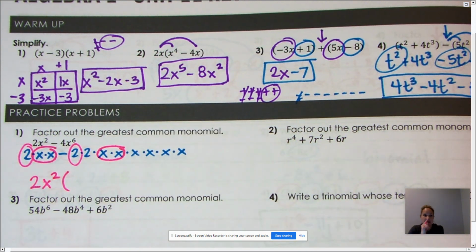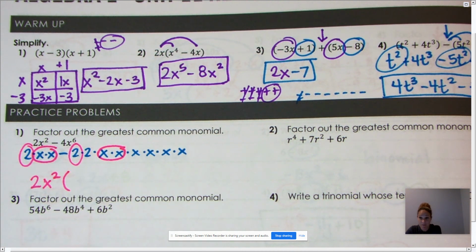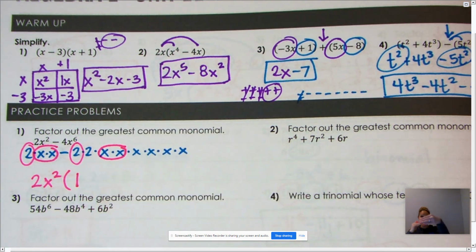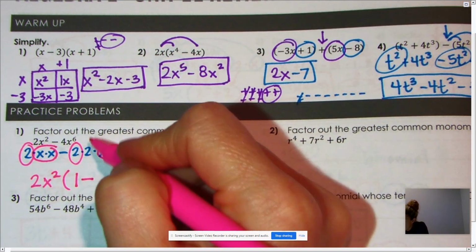Well, here's something interesting. I've taken everything out of that first term. So essentially what we're doing is we're dividing it out. So if I have 2x squared divided by 2x squared, that just equals 1. When things cancel out with division, it doesn't equal 0, it equals 1, okay? Then we copy the minus, and then we see what we have left.